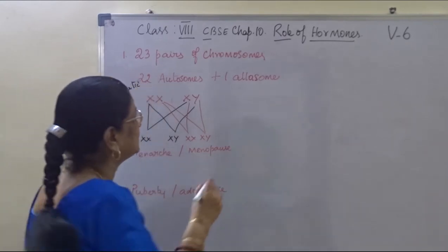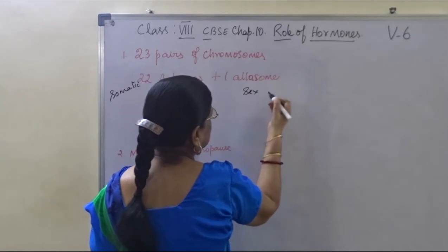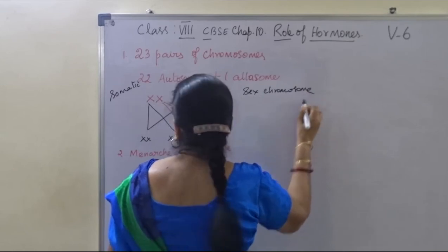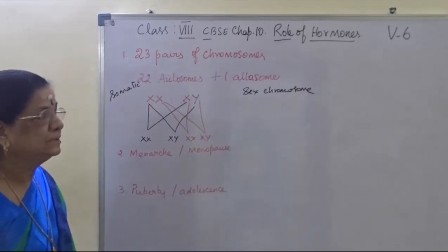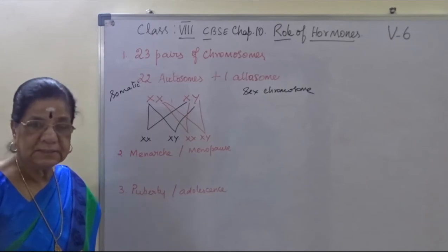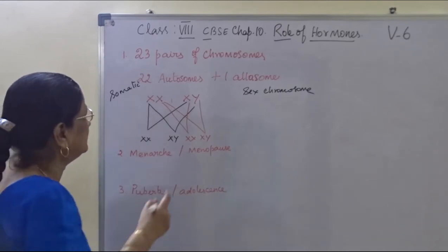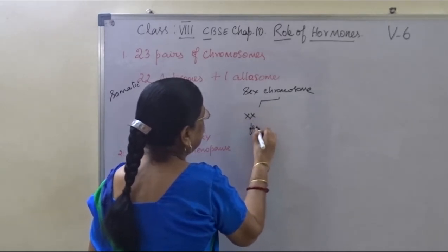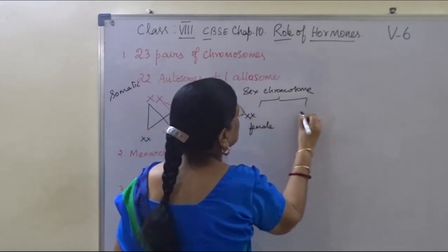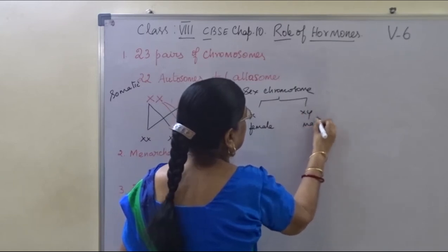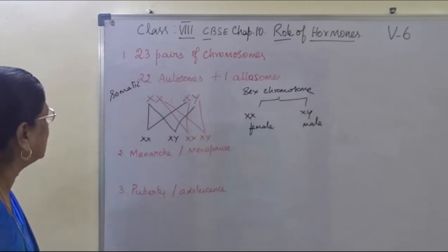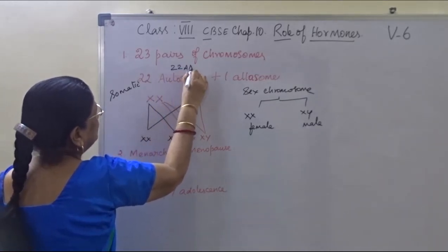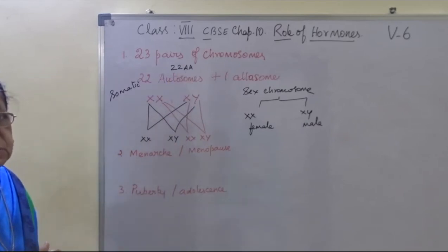The autosome is also known as somatic or vegetative chromosome, whereas the other is called sex chromosome. The sex chromosome has two types: XX in female and XY in male. Whereas the autosomes are represented as 22 A for autosome.